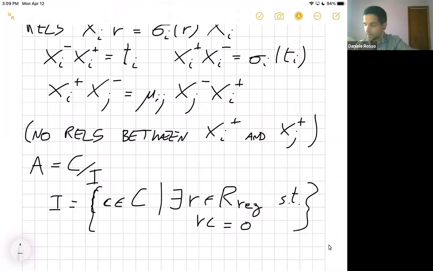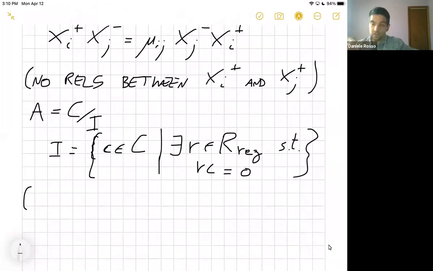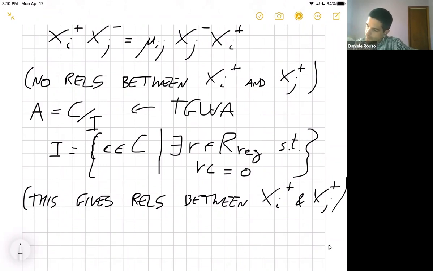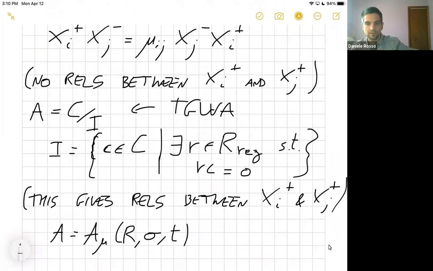Okay, so this is very non-intuitive as to what it means, but the point is that this does give some relations between x_i plus and x_j plus. So this one is the one that I call the TGWA. A is my twisted generalized Weyl algebra. Sometimes you can write it like this to say that it's the one defined with parameters mu, R, sigma, and t.